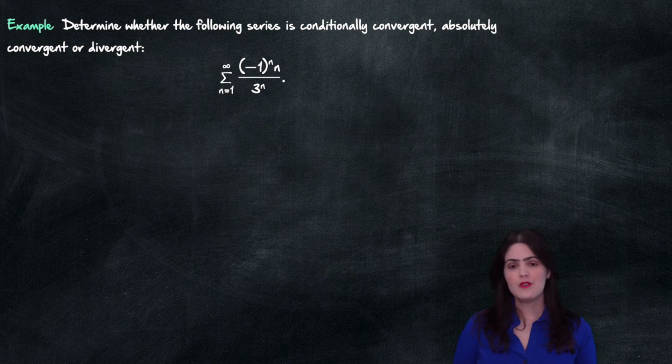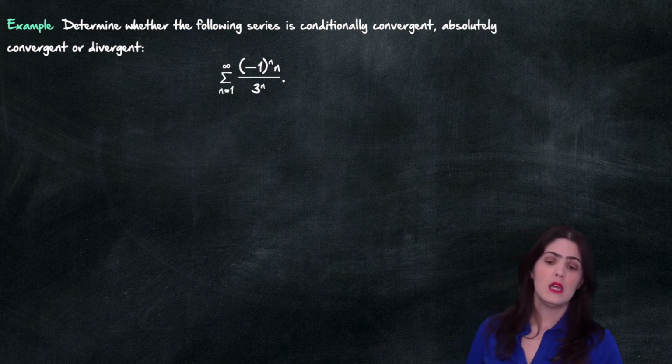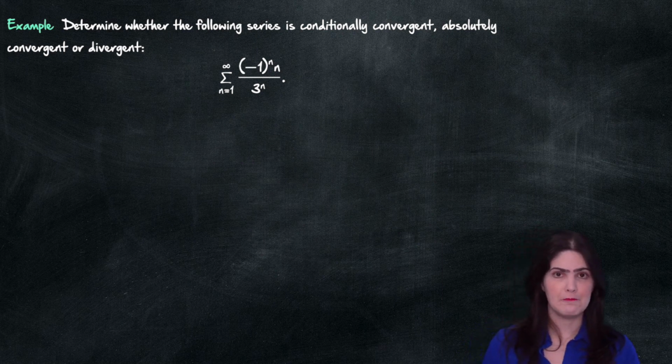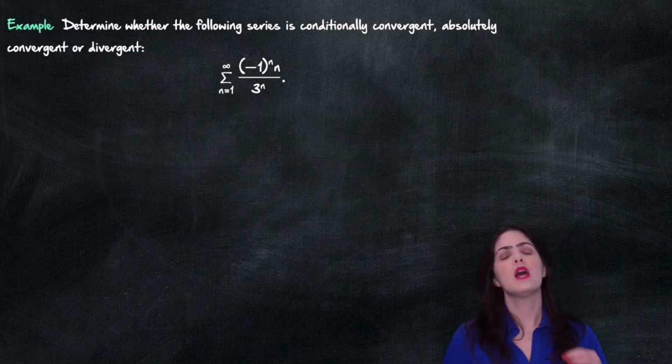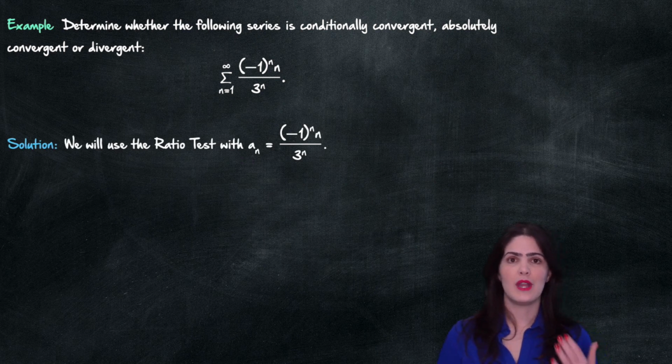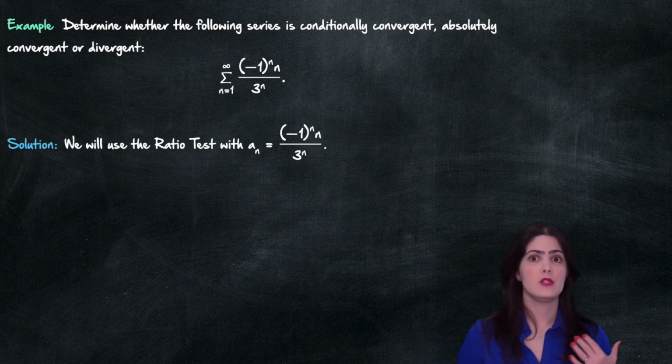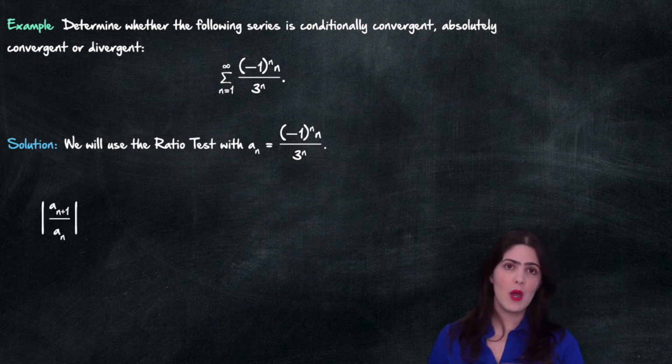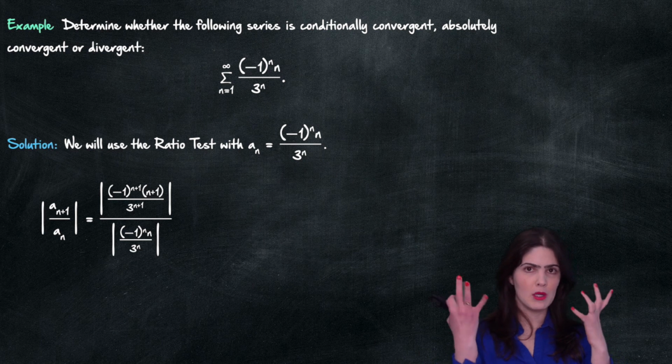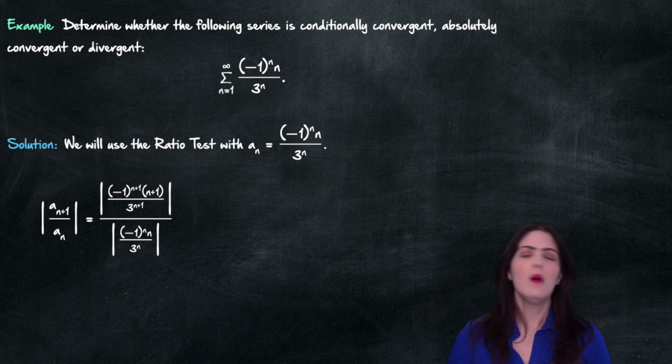So, we want to find whether the series is conditionally convergent, absolutely convergent, or divergent. And we have the series sum from n equals 1 to infinity of negative 1 to the n times n over 3 to the n. We want to use the ratio test with a_n equal to negative 1 to the n times n over 3 to the n. So we just have to create this quotient of a_{n+1} over a_n, it's this big bulky thing. And now we just need to massage this expression. I just want to put it into just one fraction.